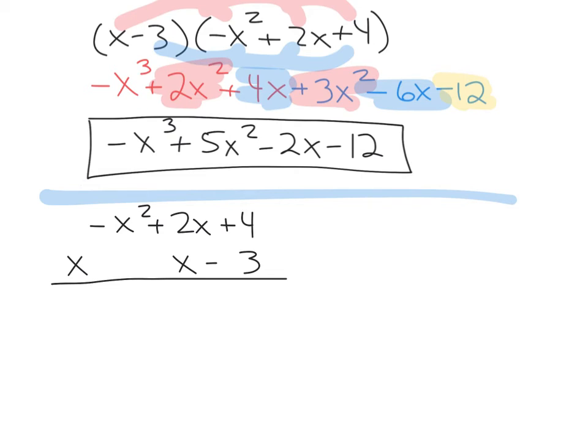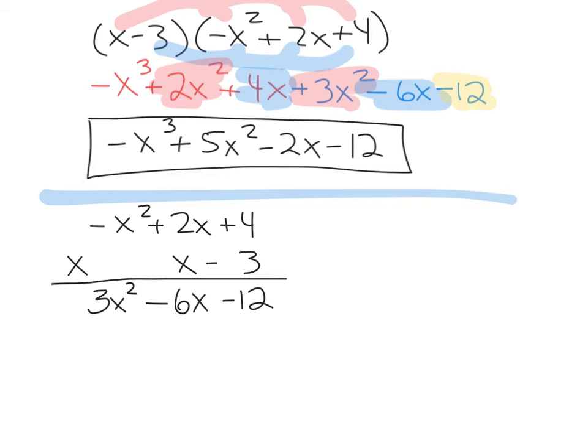That's negative 12. And better yet, I'll just put it right here, negative 12. And then I have negative 3 times 2x. That's negative 6x. And then negative 3 times a negative x squared. That's a 3x squared, okay?